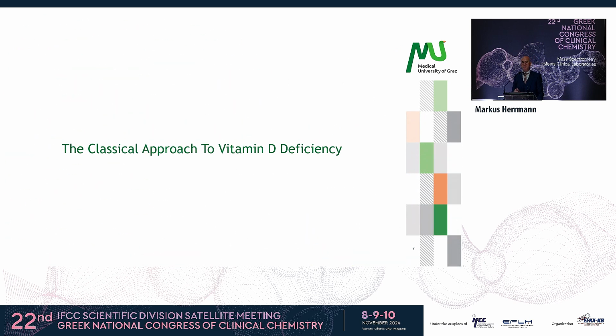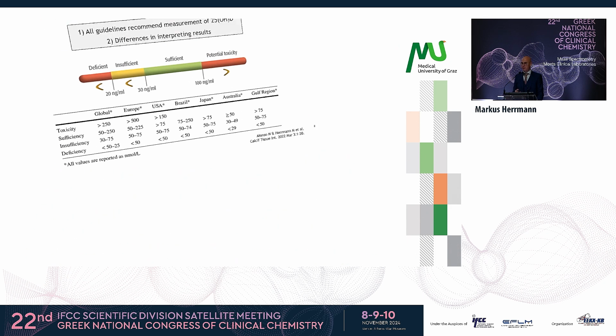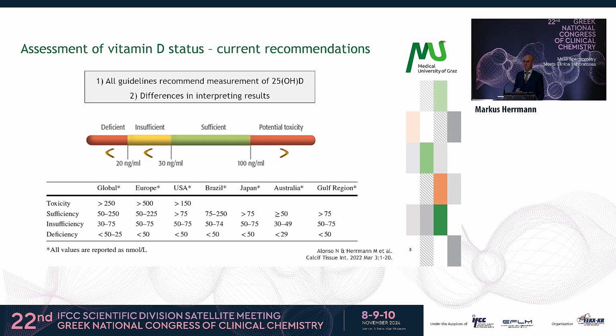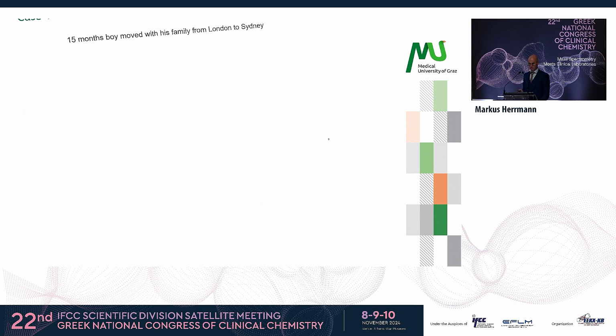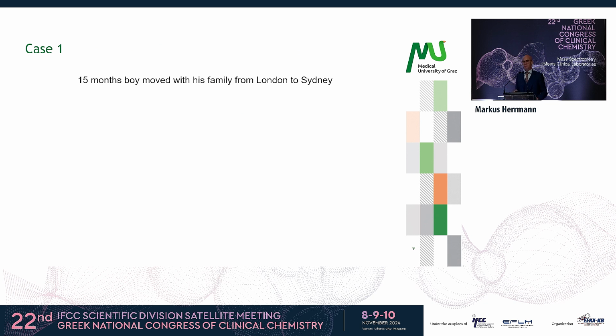Now, assessment of vitamin D status is one of the most frequent requests in medical laboratories worldwide. And current guidelines unanimously recommend the measurement of 25-hydroxyvitamin D for this purpose. Although interpretation of the results differs between countries and regions, as you can see in this table here, there seems to be a consensus that concentrations below 50 nanomoles per liter indicate vitamin D deficiency. So with this very basic knowledge, we are ready to look at the first clinical case.